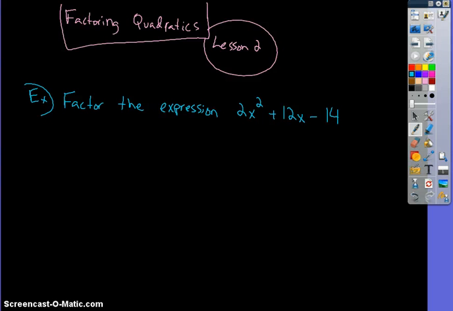All right, so factoring quadratics, lesson 2. The first thing we want to look at is factoring, or finding the factors of, the expression 2x squared plus 12x subtract 14. So we want to find the factors of it.